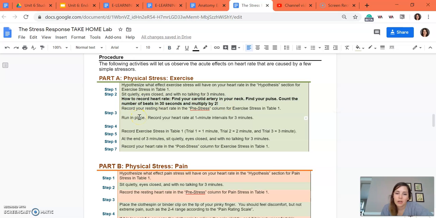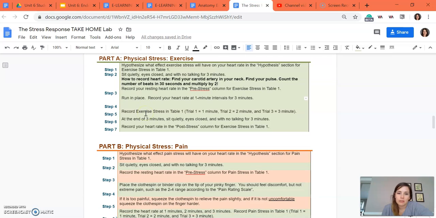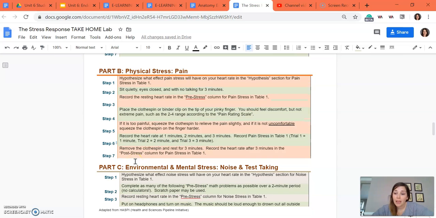You're going to record your resting heart rate in the pre-stress column in the table on the next page. You can run in place, you can run up and down stairs, you can do jumping jacks, doesn't matter, and then record your heart rate at the 1 minute intervals for 3 minutes. So 1, 2, and 3 minutes, and then make sure you record these in the table on the next page. And then it says record your heart rate in the post-stress column for exercise stress in Table 1. So you're going to do this for physical stress for exercise, and physical stress for pain.